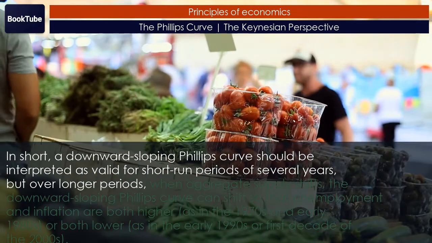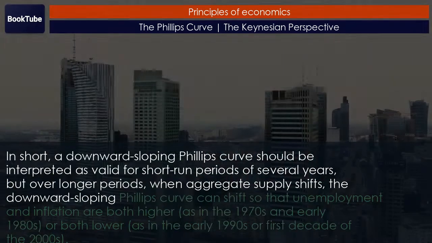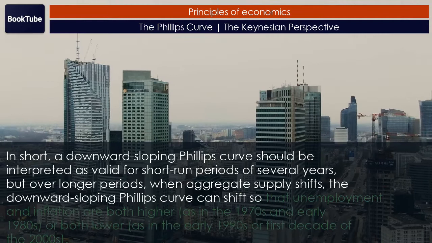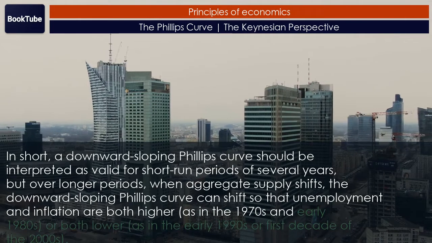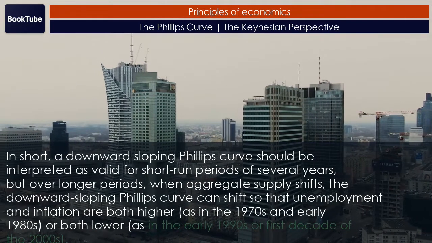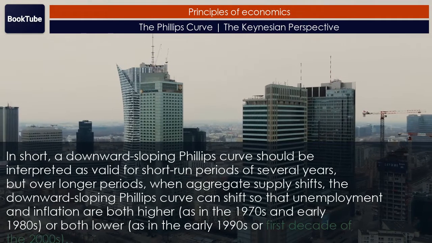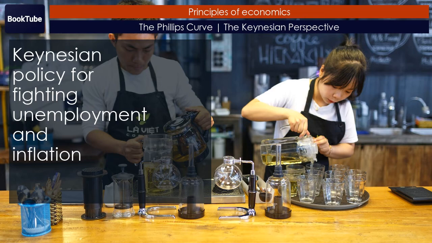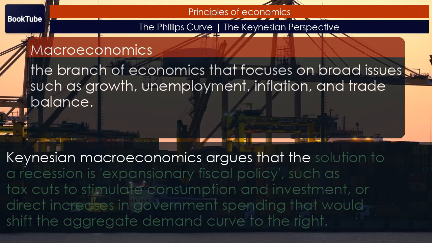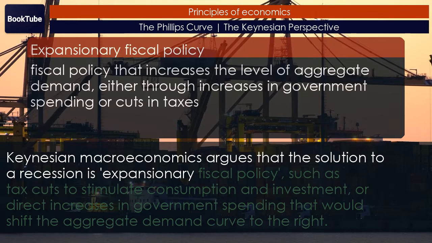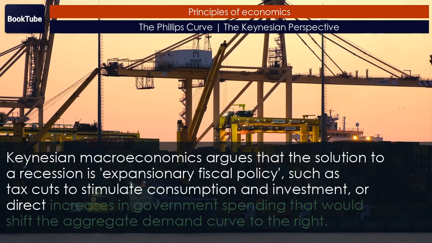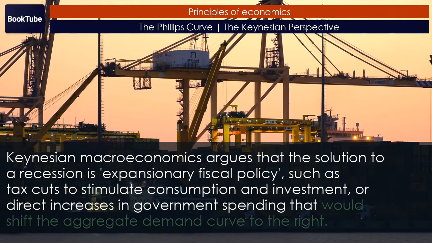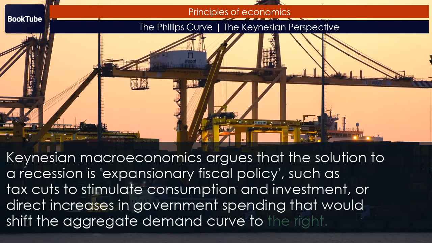But over longer periods, when aggregate supply shifts, the downward-sloping Phillips curve can shift so that unemployment and inflation are both higher, as in the 1970s and early 1980s, or both lower, as in the early 1990s or first decade of the 2000s. Keynesian policy for fighting unemployment and inflation: Keynesian macroeconomics argues that the solution to a recession is expansionary fiscal policy, such as tax cuts to stimulate consumption and investment, or direct increases in government spending that would shift the aggregate demand curve to the right.